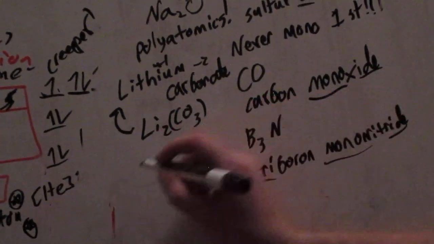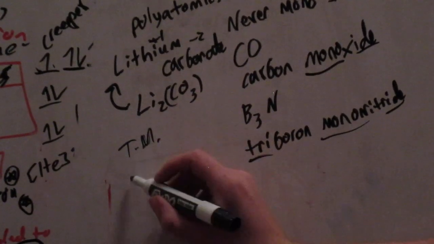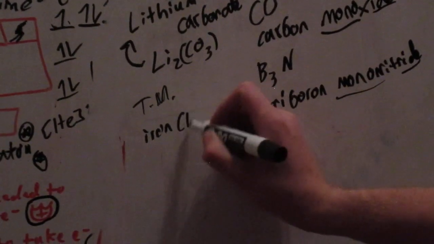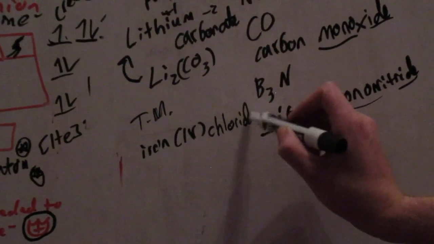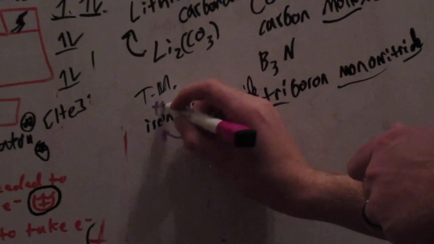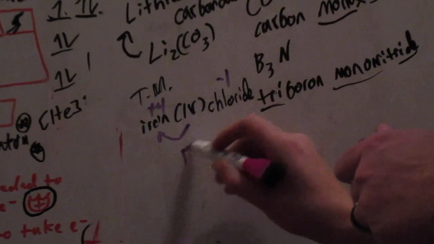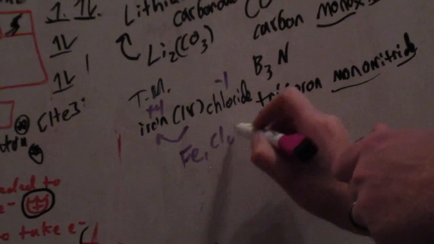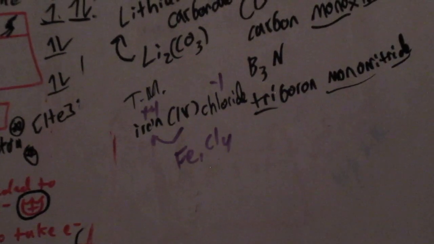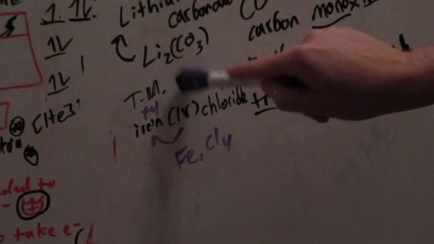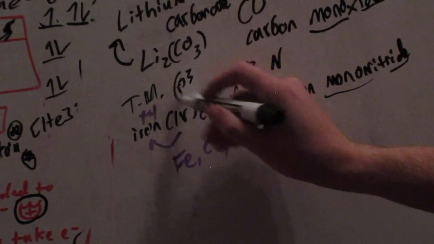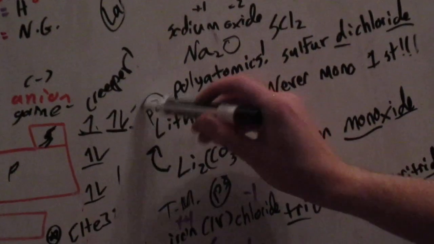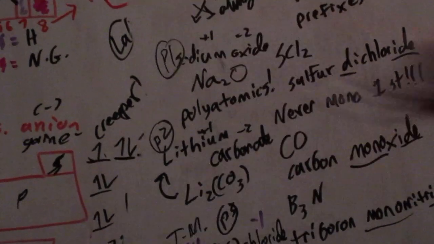The only thing to be careful of is if you have a transition metal, like iron(IV) chloride. In that case, this 4 goes with the iron, so this one will be Fe1Cl4. So just kind of watch out for that. Be very, very aware of that. Roman numerals only happen with transition metals. Some of you might have remembered I called these phase 3. That's a phase 2, and this is a phase 1.